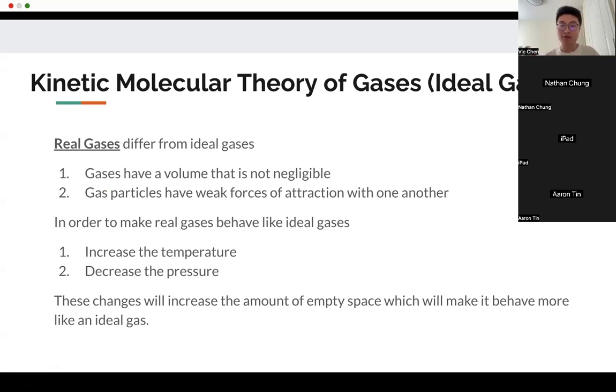Now, in order for real gases to be more ideal, we can set up experiments at a higher temperature and a lower pressure. What this will do is create an environment for the gases where there's more empty space, so it can make the volume more negligible, which will make it behave more like an ideal gas.